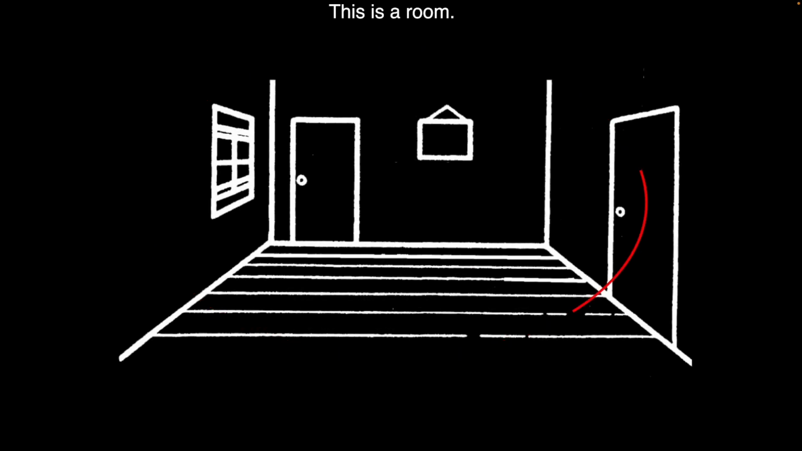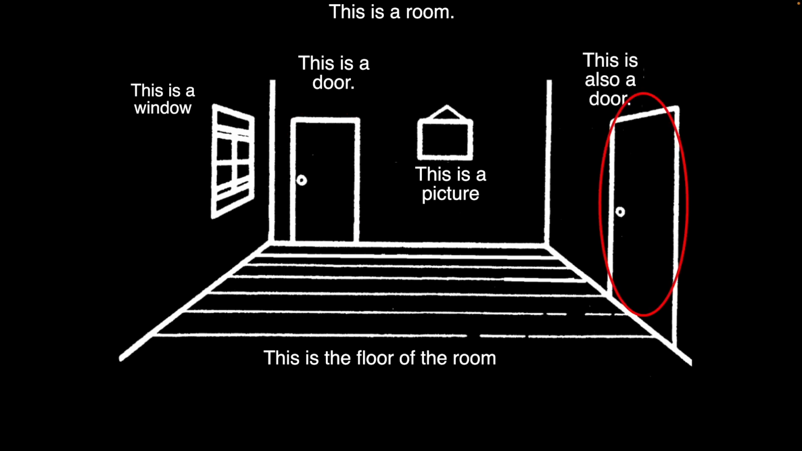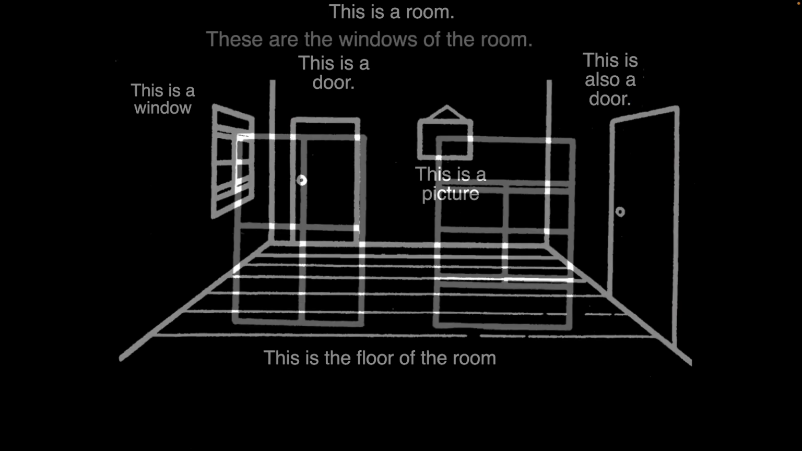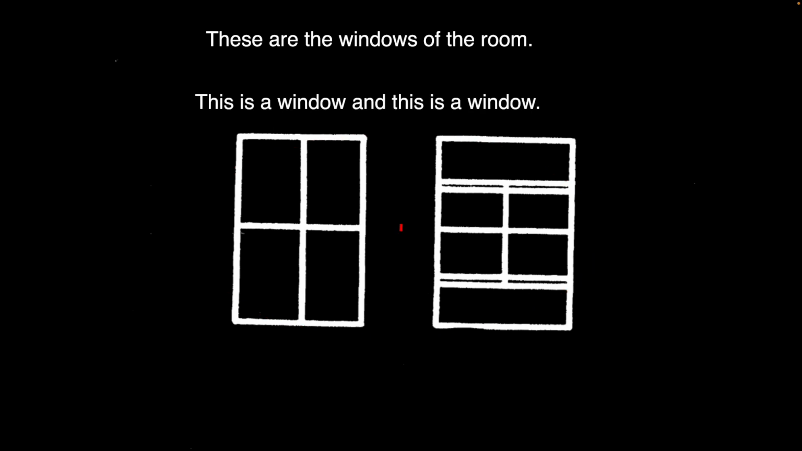This is a room. This is a picture. This is the floor of the room. This is a window. This is a door. This is also a door. These are the windows of the room. This is a window, and this is a window.